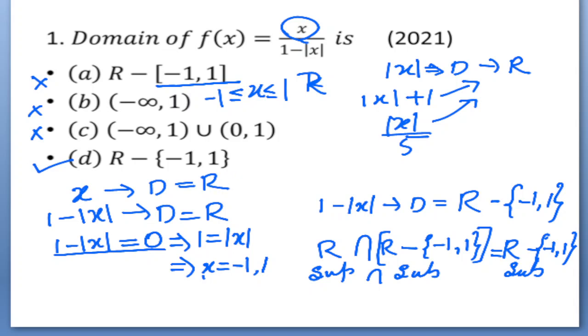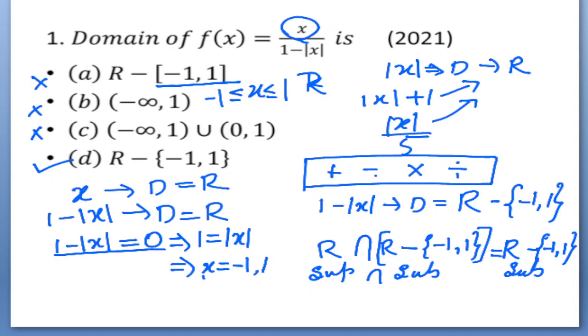Here we had a rational function. Even if you have any of the four operations between two functions, friends, addition, subtraction, multiplication, division, between two functions or between three functions, you have f of x plus g of x, or f of x minus g of x plus h of x.